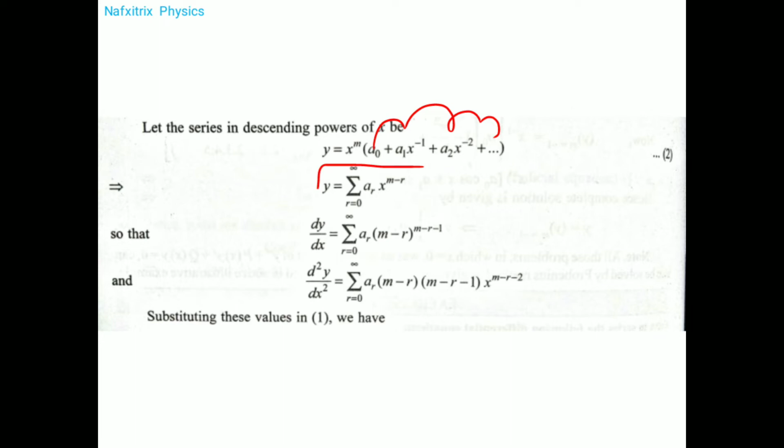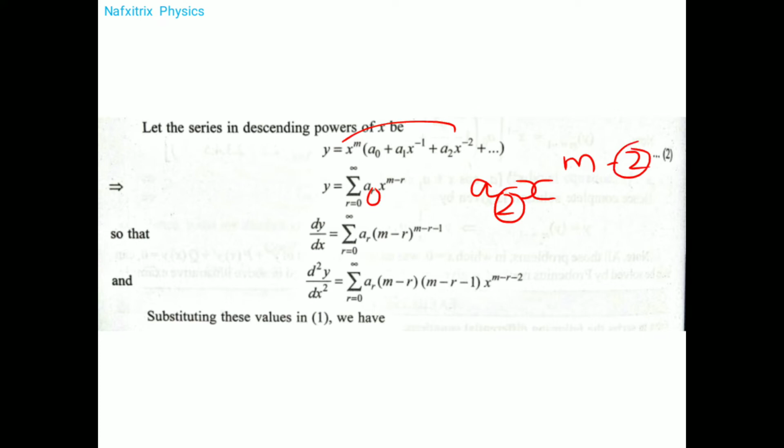This entire equation can be written in terms of summation: summation r equals 0 to infinity a r x power m minus r. So x power m into x power minus 1 is x power m minus 1, that is a1 x power m minus 1, and a r x power m minus r. In the place of 2, we put r. If we keep r to be 0, we get a0 into x power m minus 0. Like that, we can simply represent this entire thing as summation r equals 0 to infinity.